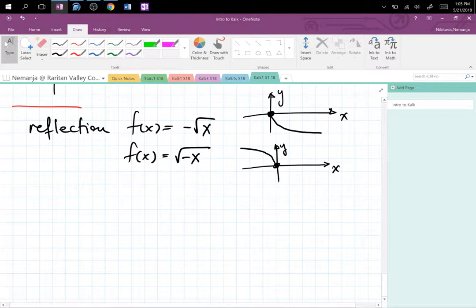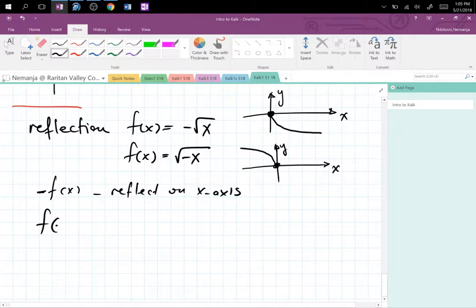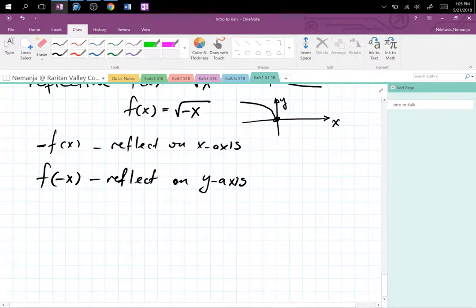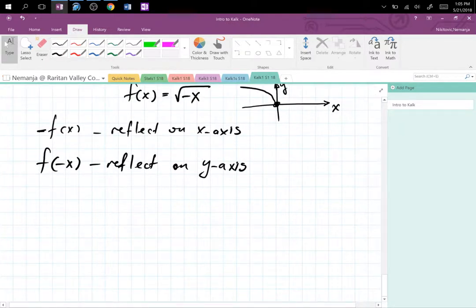So for reflection, when it's negative in front of the function, the reflection is on the x-axis. So if I have negative f of x, reflect on the x-axis. And if I have negative x, reflect on the y-axis. So that's the review.